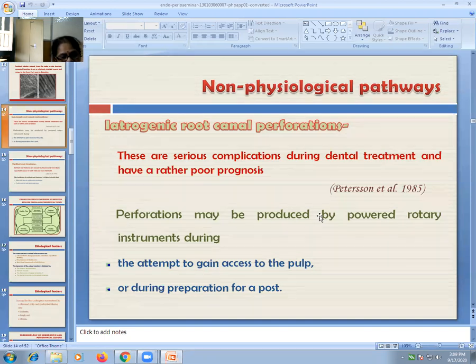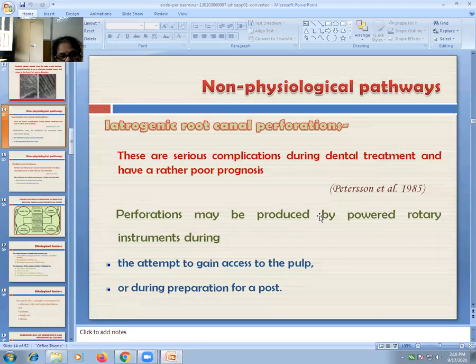Now, what are the non-physiological pathways? That is the iatrogenic root canal perforation. As you know, an iatrogenic root canal perforation is done by the operator without having knowledge of the exact canal. By mistake, they open through to the periodontium. This is one of the complications during the dental procedure when you start the root canal, and it will have a poor prognosis, because it will be a through and through perforation between the internal anatomy and the external periodontium.